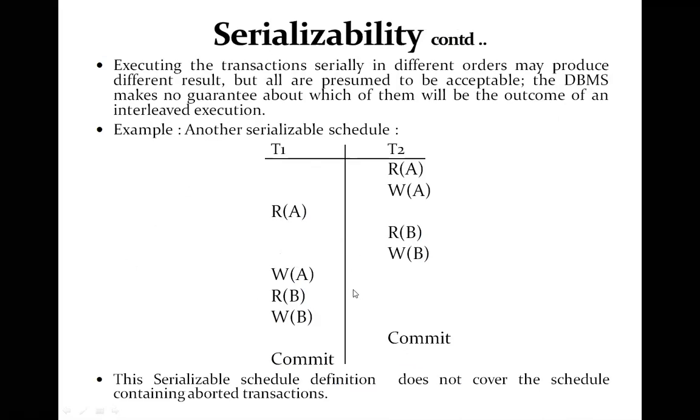And this schedule, which is shown in this example, is also serializable, and it is equivalent to the schedule T2 followed by T1. So if T1 and T2 are submitted concurrently to the database, either of these schedules can be chosen because both the schedules are serializable schedules.